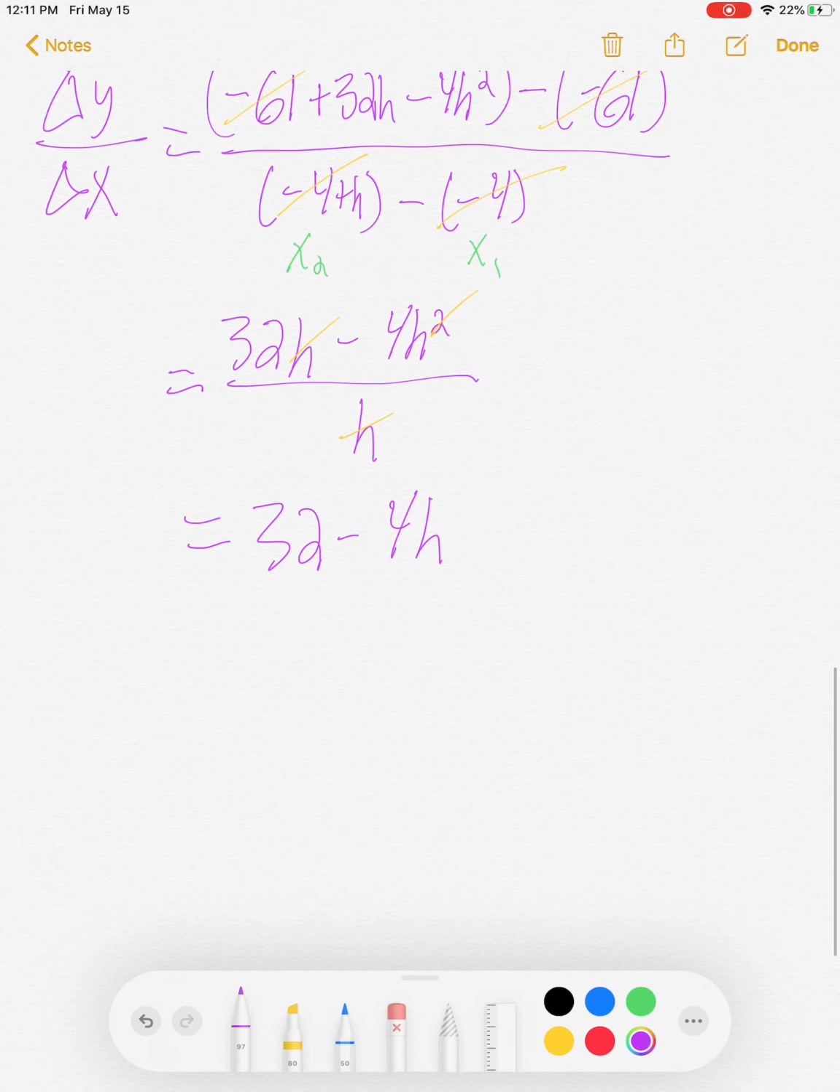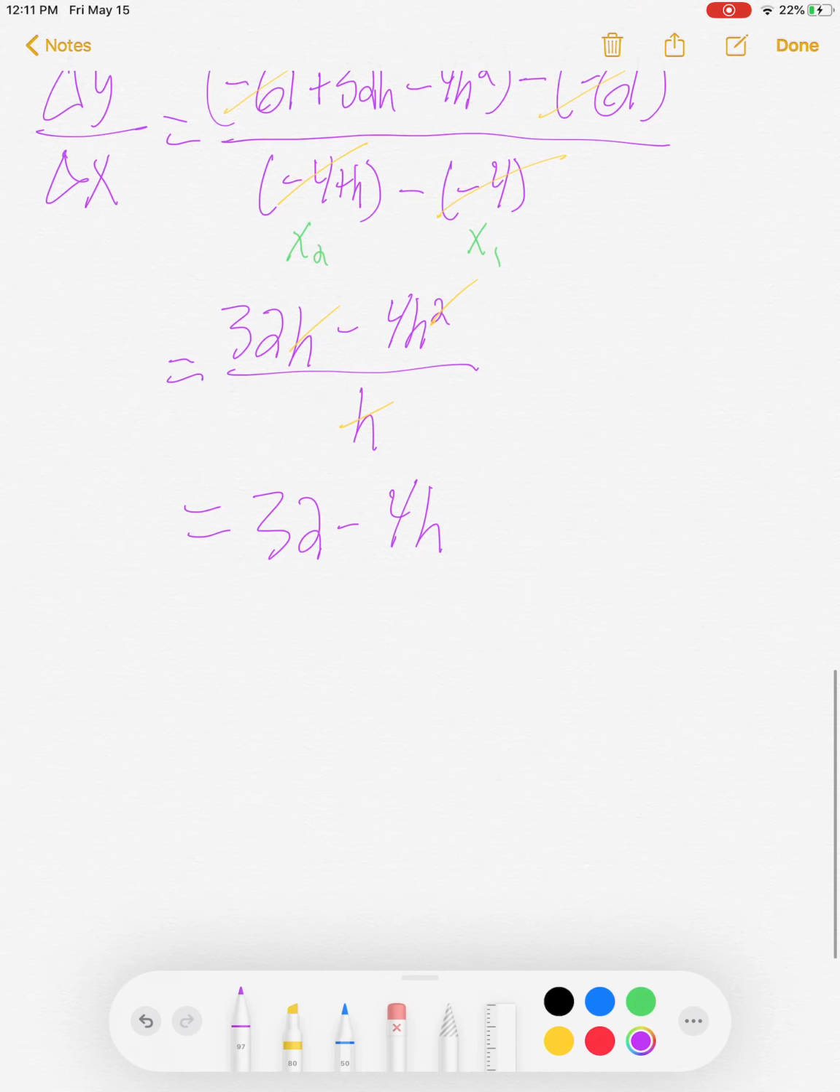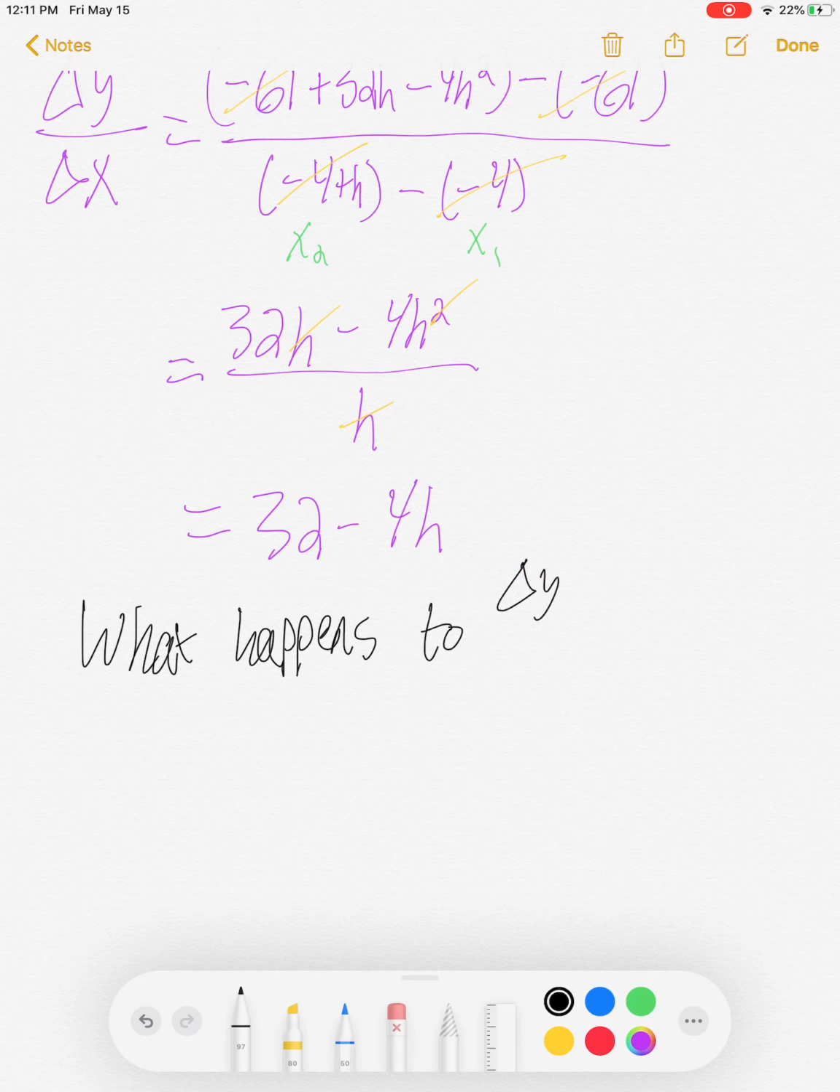Okay, so now, remember kind of what we said to start when we were setting all this up. We want to know what happens to dy dx, or delta y, change in y over change in x? What happens to change in y over change in x as this h gets really, really tiny, right? In other words, as h goes to 0. That's kind of what we want to do.